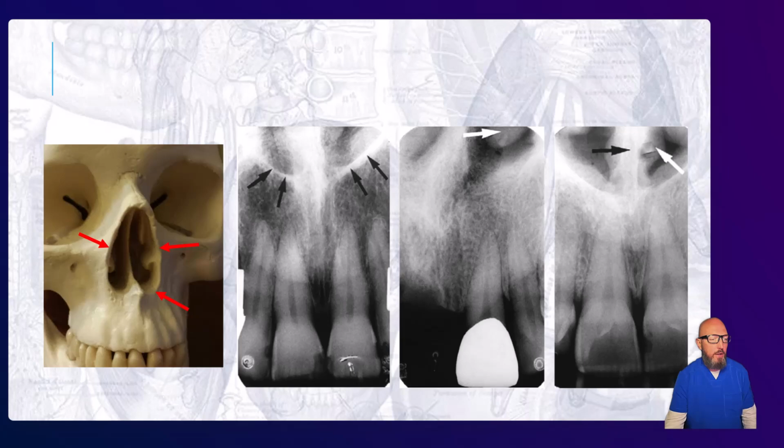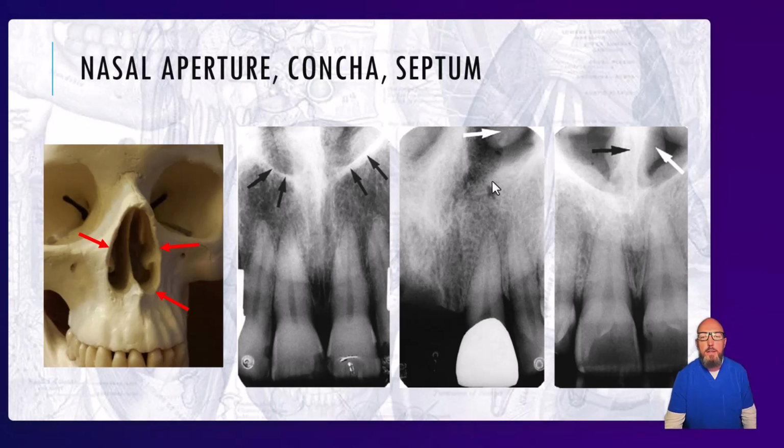Here, what are we pointing out here? This is actually the inferior turbinate on the left side, also called the concha. And this midline vertical structure with the bony and cartilaginous components is the nasal septum. So 3 structures on the nasal cavity: the aperture, the concha, and the septum.